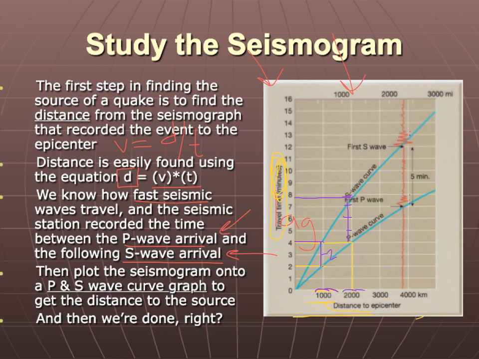Let me erase a few of these things and give you a couple more examples. Just so you can understand. If I were to ask you, how far away was an earthquake? How far away was a seismic station from an earthquake if the lag time between the P wave and the S wave happened to be about 4.5 minutes? So if the lag time was about 4.5 minutes, how far away was the earthquake?